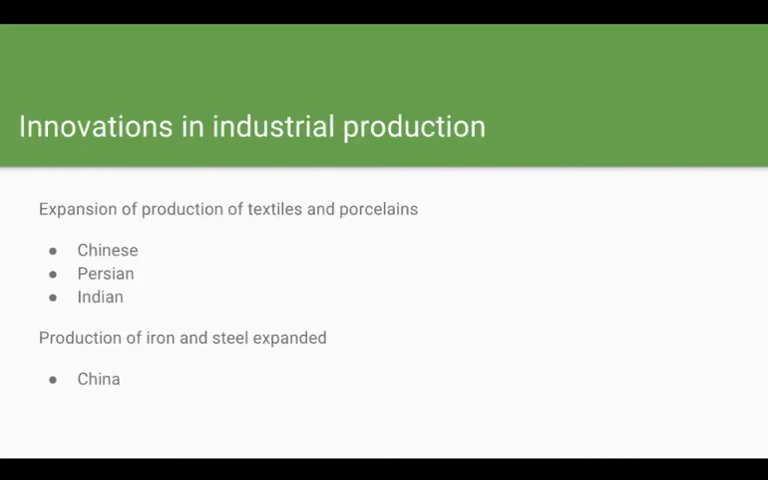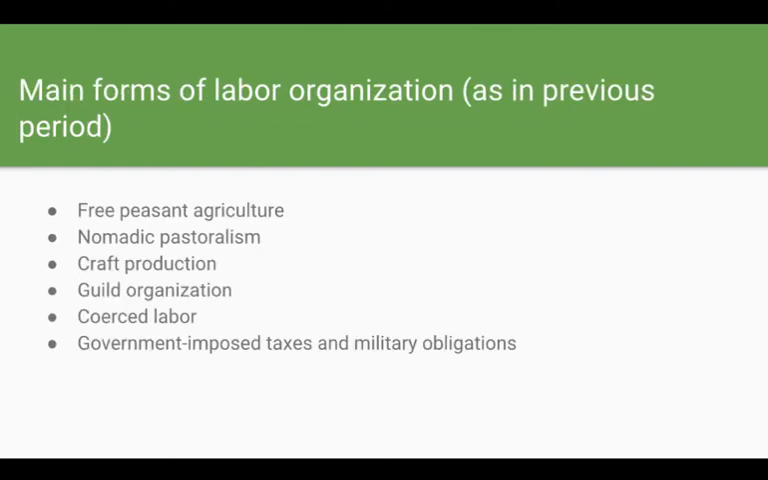China, Persia, and India were all known for their industrial production. And when we say industrial for this time period, we mean a kind of a uniform way of producing things. We don't mean factories and steam engine powered machines, but textiles and porcelains, and then iron and steel specifically in China. So labor organization, this is a big continuity from the previous unit, so pretty much the same things here.